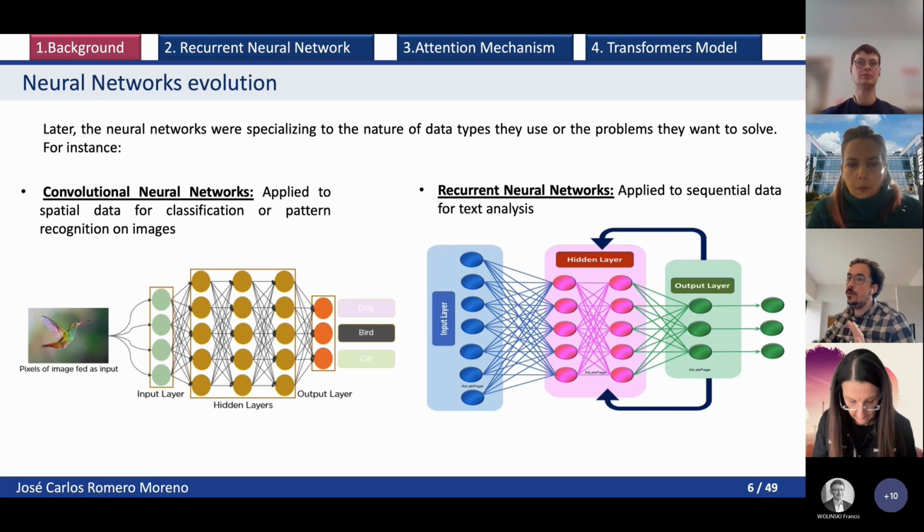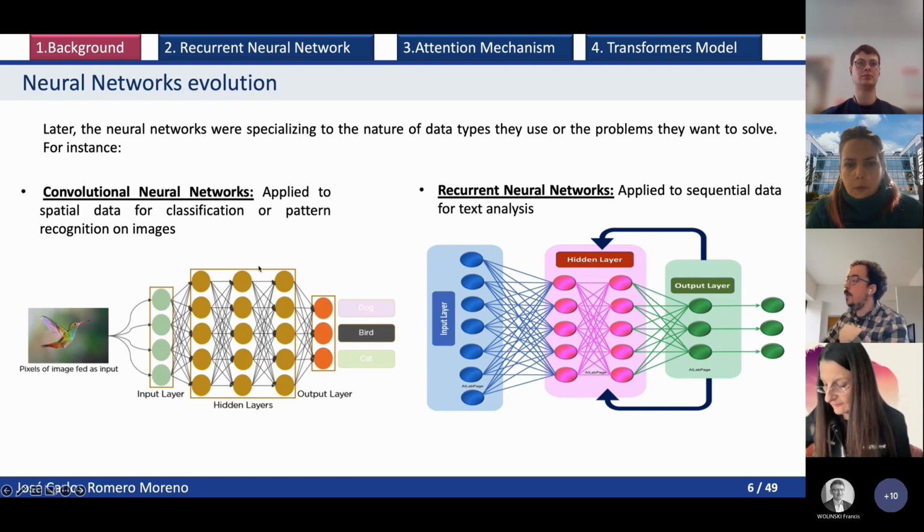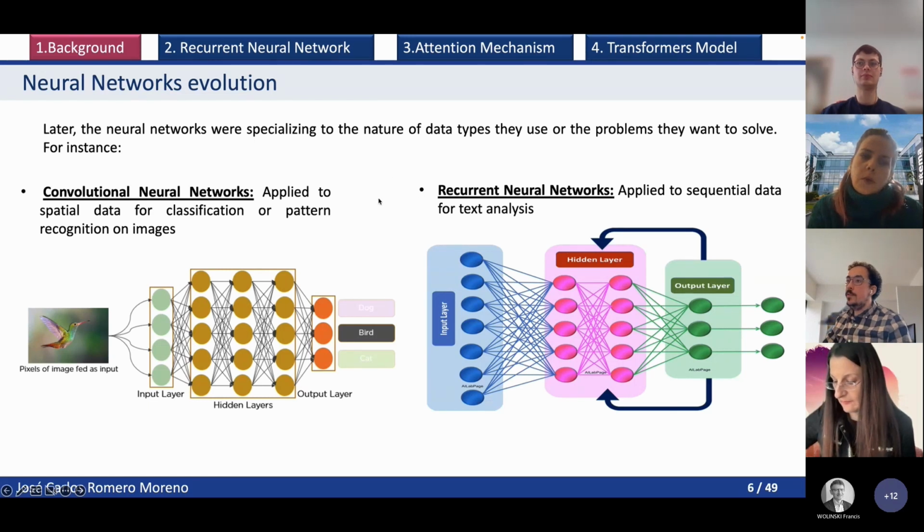For example, to solve visualization problems, computer vision, image or video recognition, etc., we developed convolutional neural networks. And for text processing, we developed recurrent neural networks. So two different kinds of neural network structure specialized in solving a particular task. We're going to focus at first on the text part, the recurrent neural network, which is our objective.